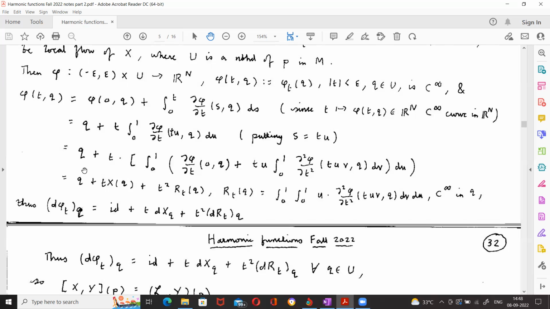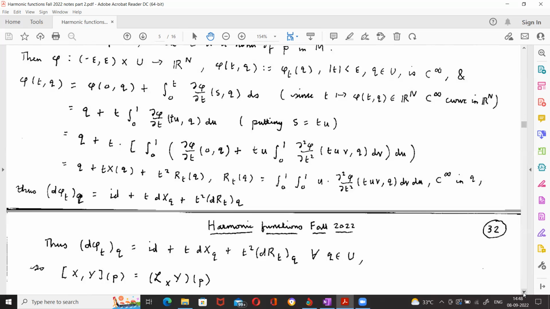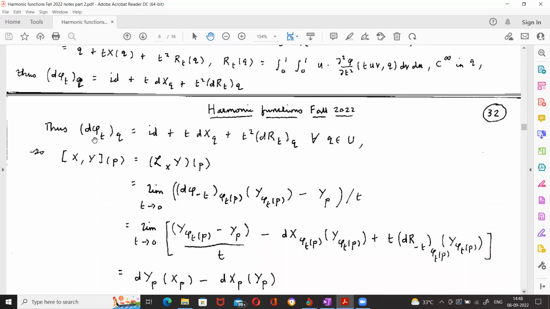The derivative of the first term, the identity, is just the identity. So I get identity plus t times the derivative of x at q plus t squared times the derivative of r t at the point q. All right? So I have d phi t at q equal to identity plus t dx at q plus t squared d r t at q. All right?